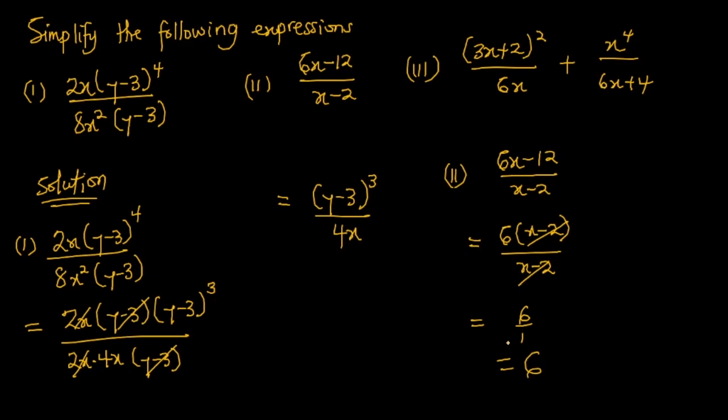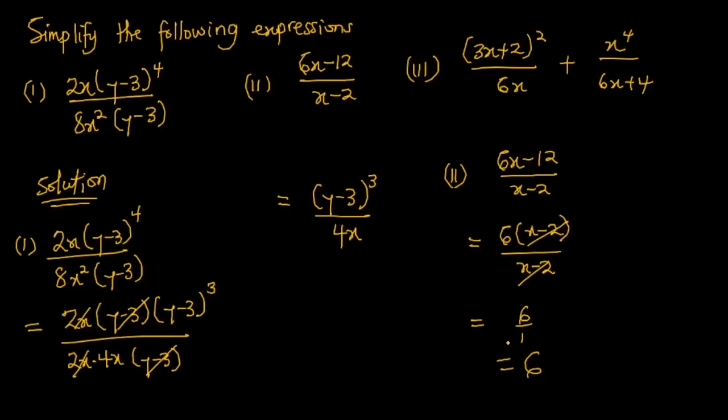Alright, so let's have a look at how we simplify the last expression. So the last expression we have, you can see it over here. This is our last expression. So let's go ahead and look at that. So we have (3x plus 2) squared on 6x, multiplied by x to the power 4 on 6x plus 4. Alright, now someone will be tempted from here to go ahead, multiply this by this, get the LCM, and then go ahead and simplify. No, that won't work too well for you.